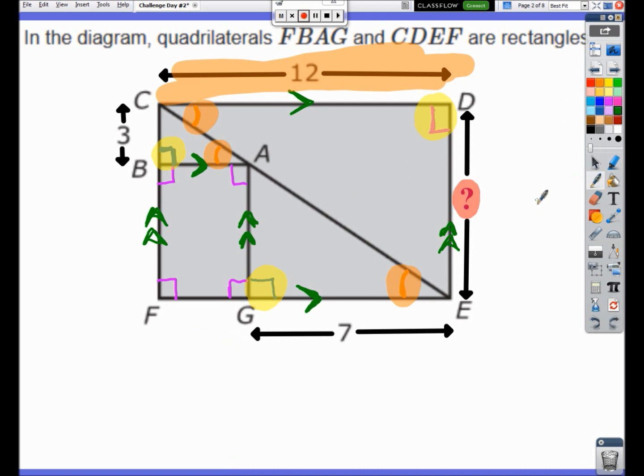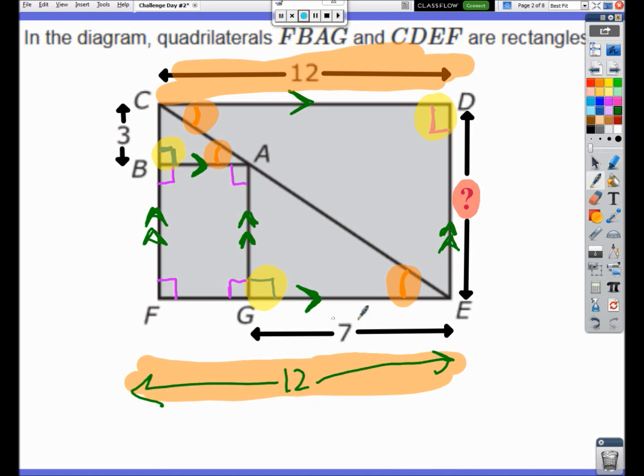Where could we use some extra information to get either AG or AB? It's going to be this AB that we can use here. Notice this whole top side is 12, which means this whole bottom side is also 12, because remember, the opposite sides of rectangles are congruent. And so if this much is 7, then from F to G must be 5.